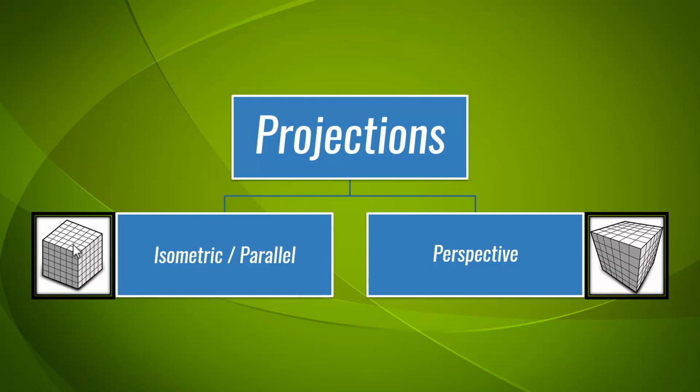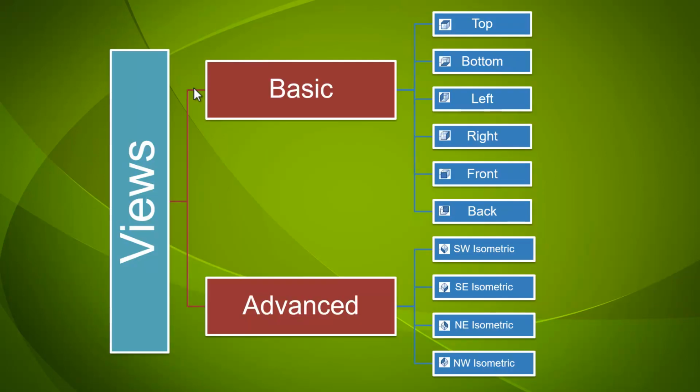Now, in each projection, there are different views of an object. Now let's see what all views are available in AutoCAD. Basically, there are a lot of views available in AutoCAD, but I would like to categorize the views into two main sections, that is basic views and advanced views. The basic views contain the basic views of an object, that is top view, bottom view, left view, right view, front view and the back view. Whereas the advanced views contain the southwest isometric, southeast isometric, northeast isometric and the northwest isometric.